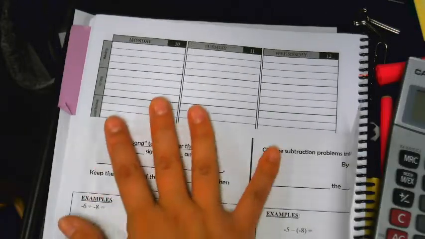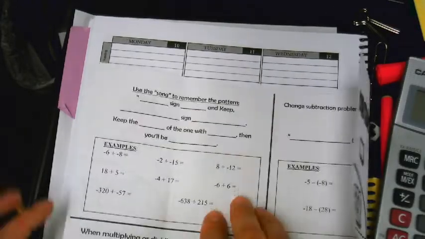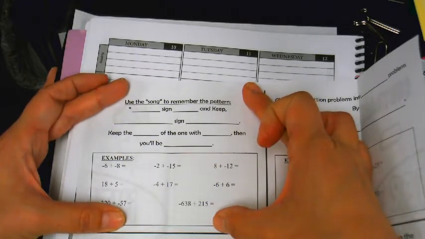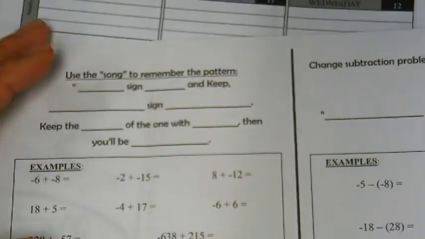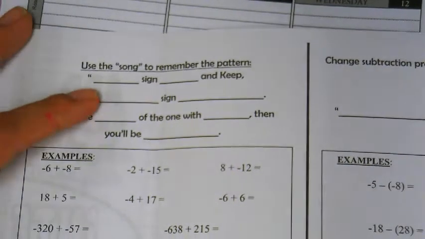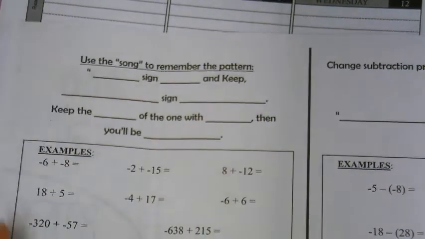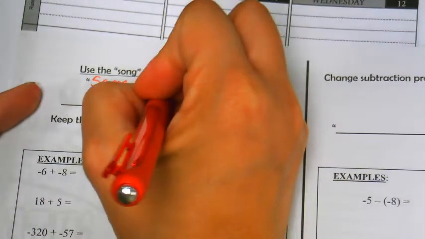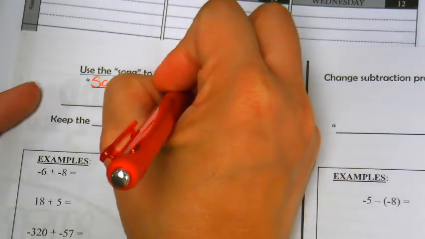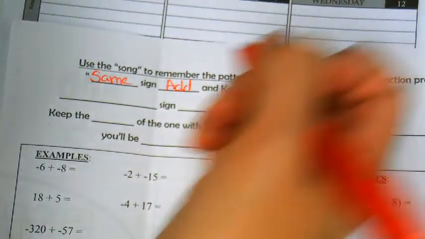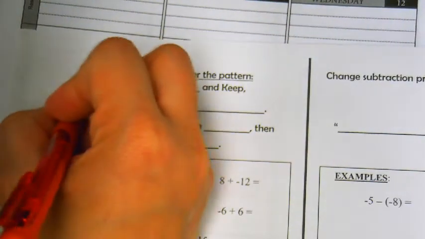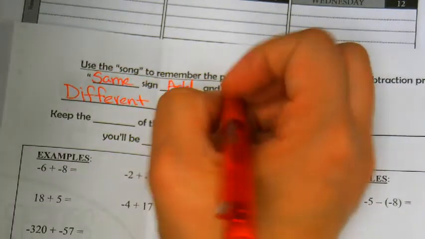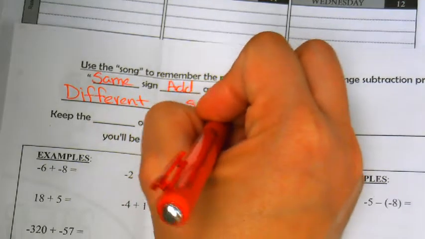All right, so let's open it up to this on the upper left-hand corner, which is addition. So we're focusing on the addition. Here is the song that some of you learned in 6th grade. Same sign, add and keep, different sign, subtract. Keep the sign of the one with more, then you'll be exact. Okay, same sign, add and keep. Different sign, subtract. So this is what you did on the do now.